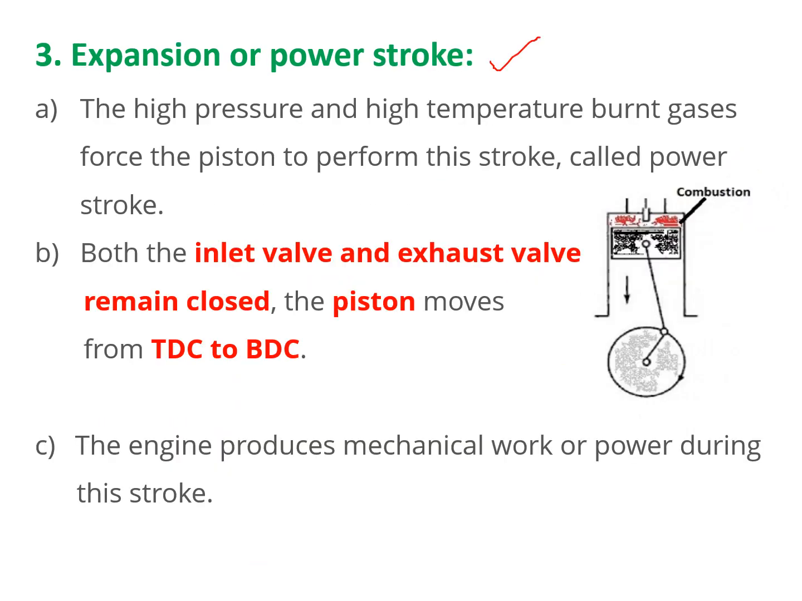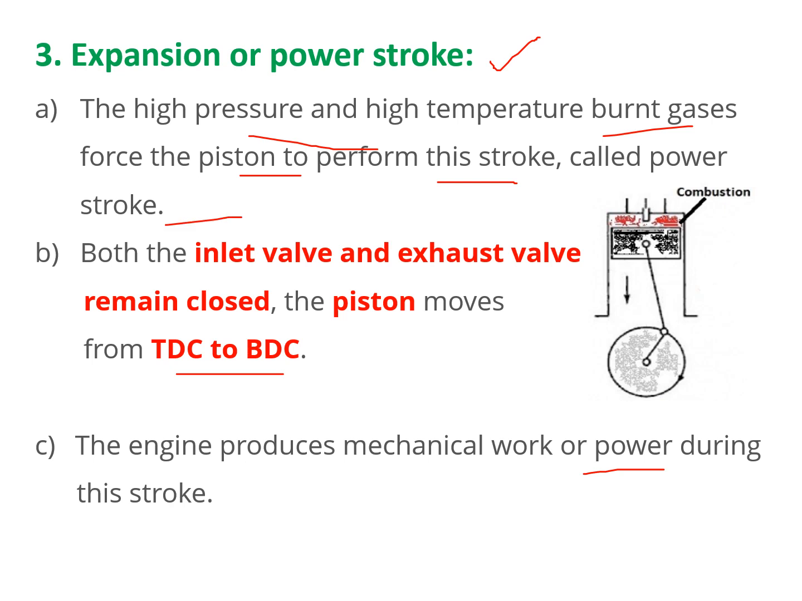You see that particular red portion, it means that is the combustion of the fuel, the hot gases are generated. So when we talk about this power stroke, what is the motion of the piston? That is from TDC to BDC. So that is the expansion, because those burnt gases, hot gases, will give a huge thrust on that piston, and the piston will move downward. So that is the reason why this is known as the power stroke, because the power is developed during that stroke. The high pressure and high temperature burned gases force the piston to perform this stroke, and this is known as the power stroke.